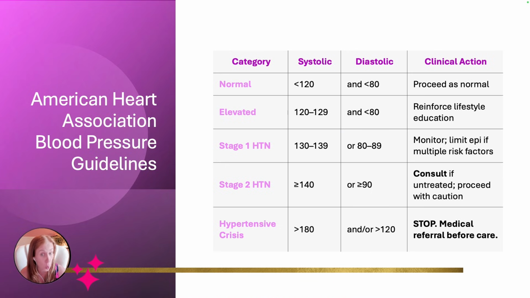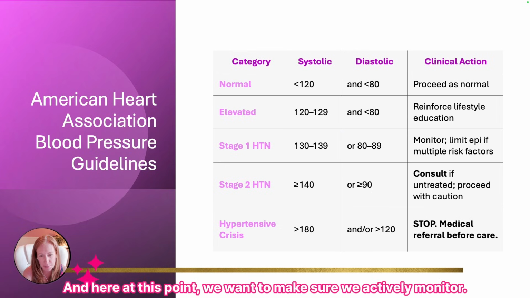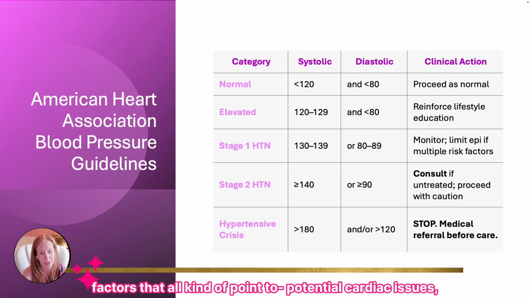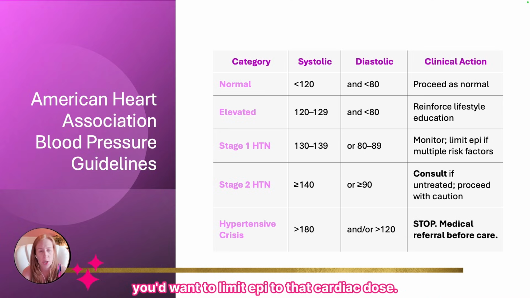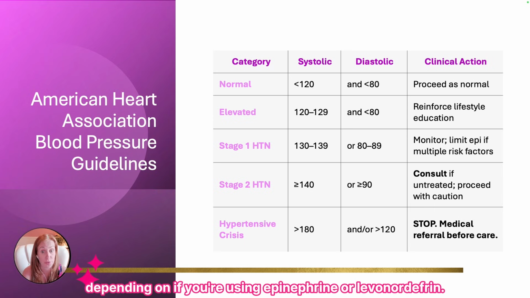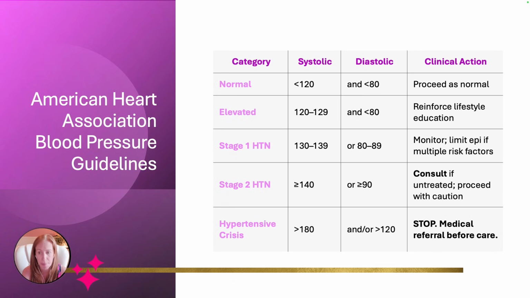It can be either or. And here at this point, we want to make sure that we actively monitor. So you're going to take that BP again. And if there are multiple risk factors that all kind of point to potential cardiac issues, you'd want to limit epi to that cardiac dose. Okay, 0.04 or 0.2, depending on if you're using epinephrine or levonordefrin.